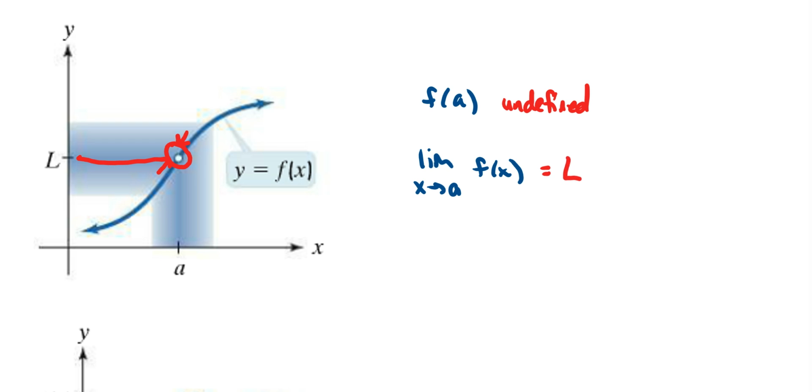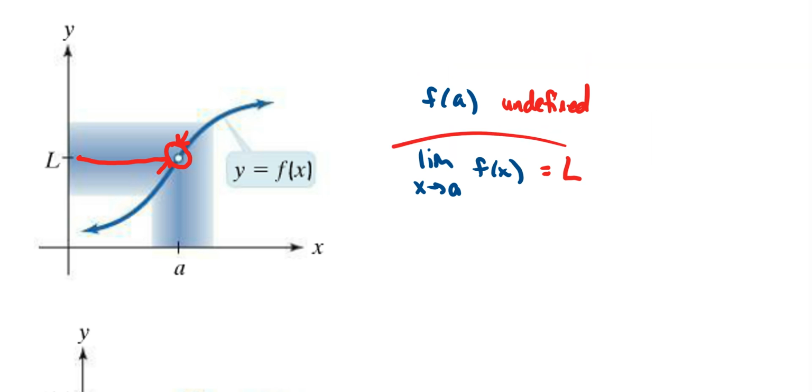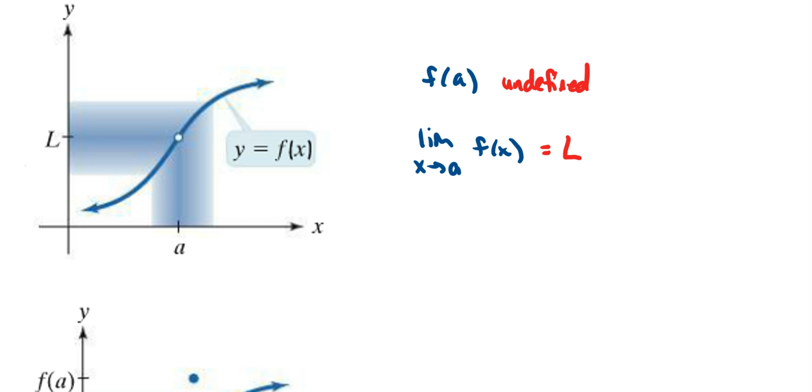So that's one of the most fundamental differences between the function value and the limit value. The function value might not be defined. f of a is undefined for this one. That doesn't mean that the limit is undefined. The limit might still exist. The limit can and will be the y value for the hole. All right, so let's see another one.